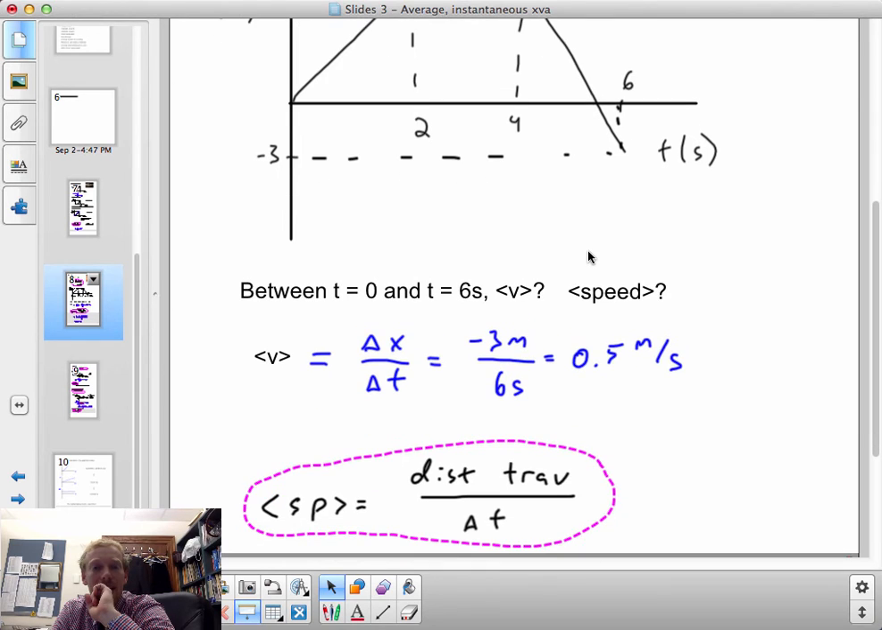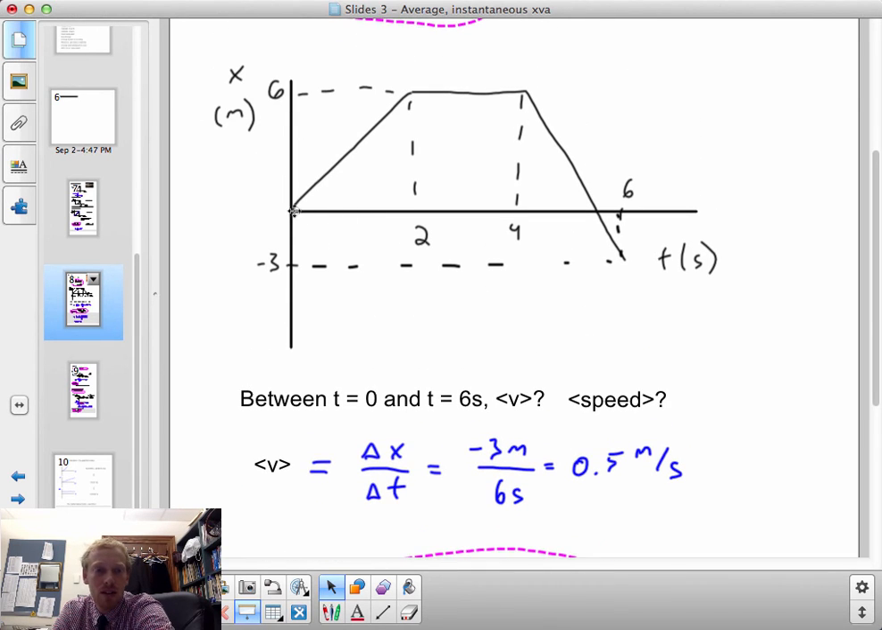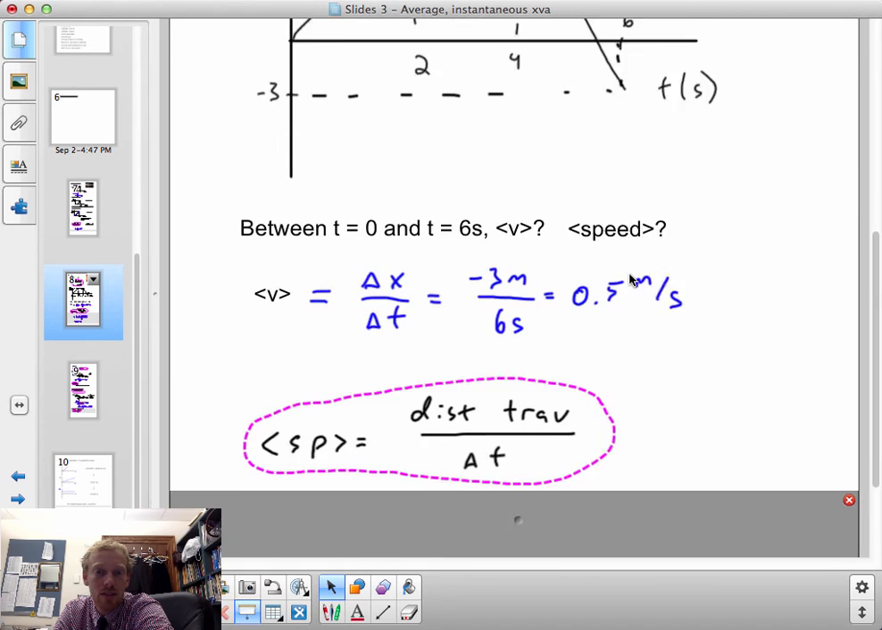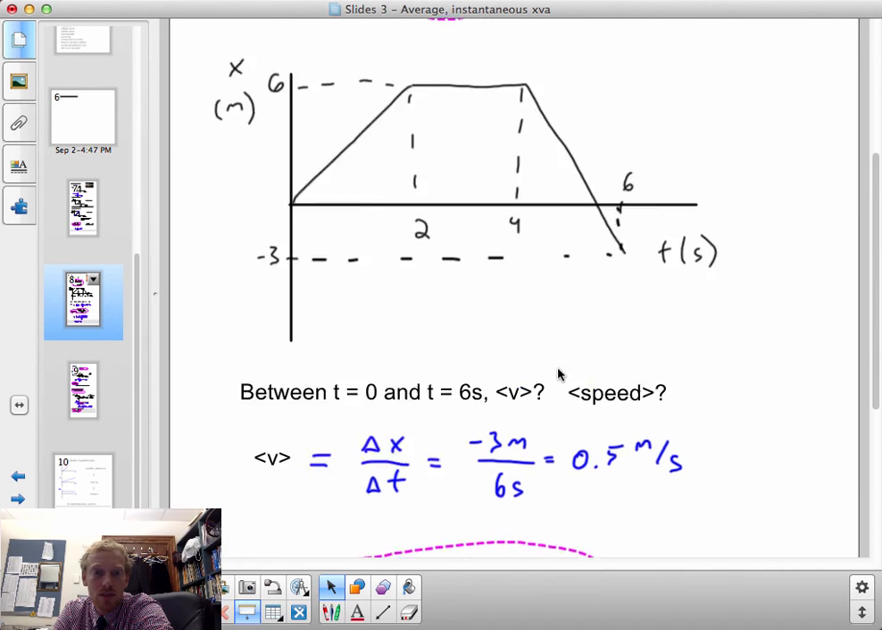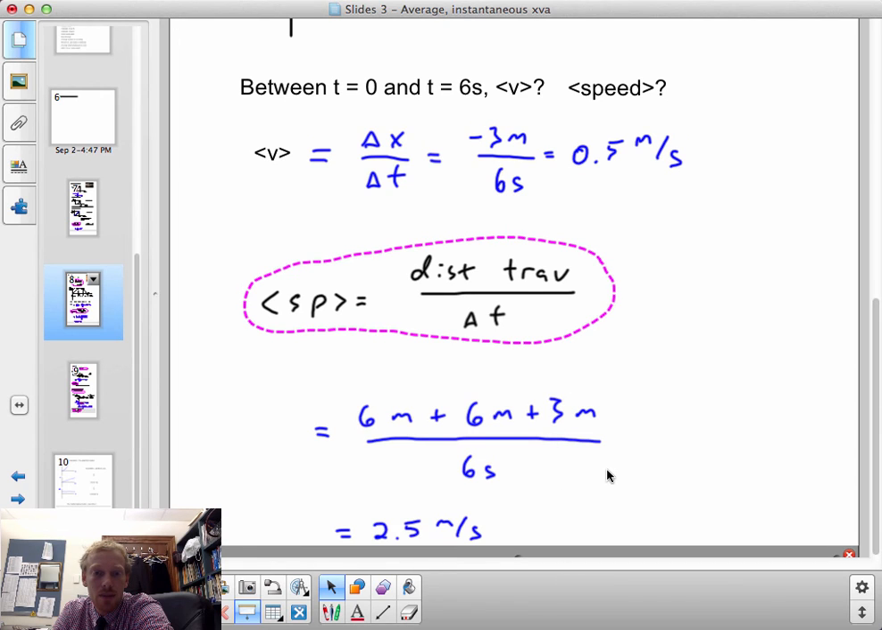So if I want the average speed here, I'm going to have to think about this distance, which is 6 meters, that distance, which is 0, that distance, which is again 6 meters of distance traveled, and that distance, which is 3 meters of distance traveled. So that's 15 meters of distance traveled over 6 seconds. That's 2.5 meters per second.